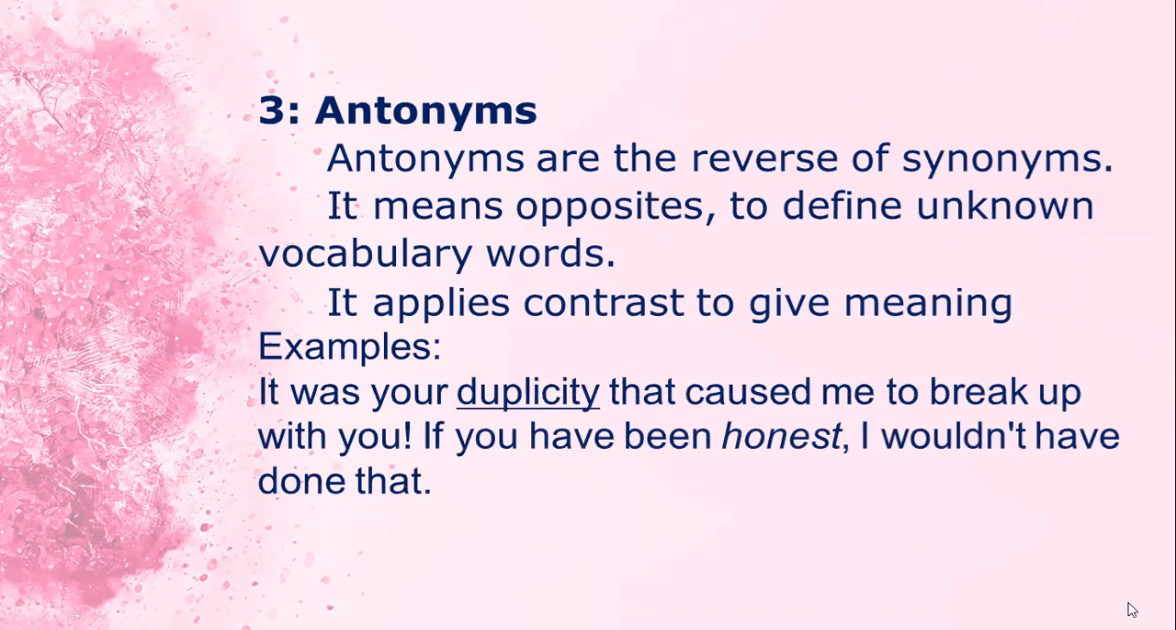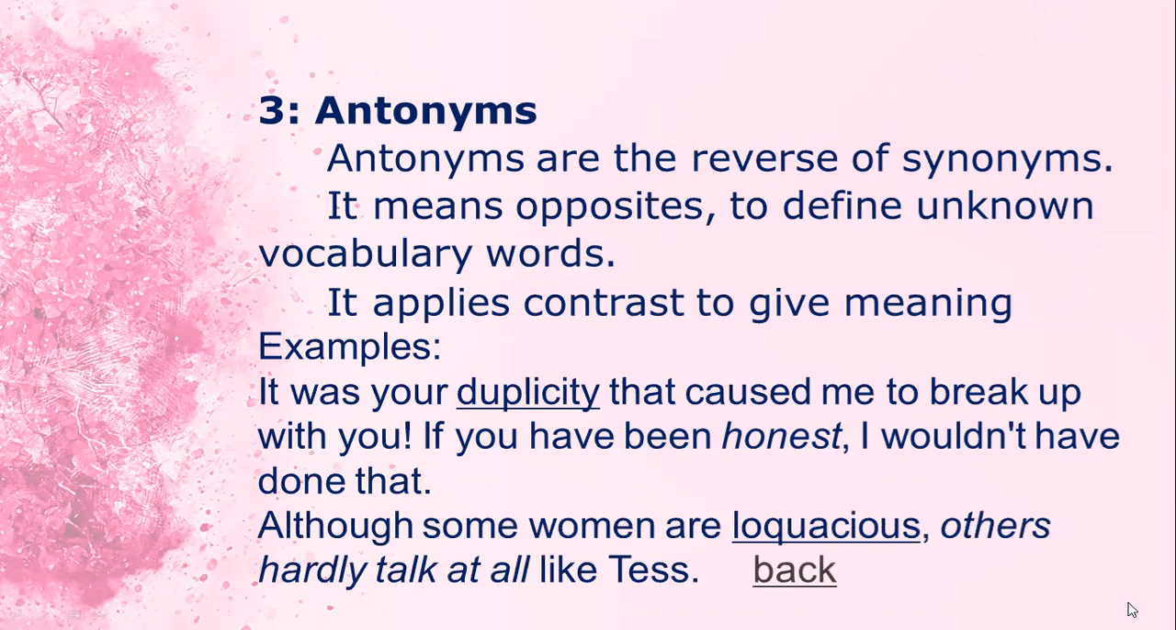Example: it was your duplicity that caused me to break up with you. If you had been honest, I wouldn't have done that. So the antonym for duplicity is honesty. Although some women are loquacious, others hardly talk at all, like Tess. So loquacious means talkative, and the opposite or the antonym for loquacious is hardly talk at all.